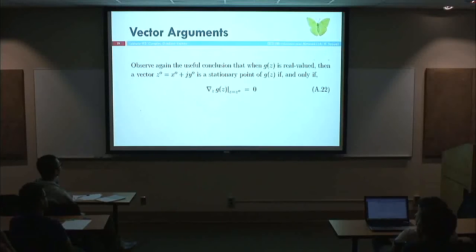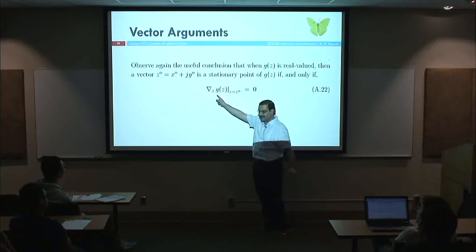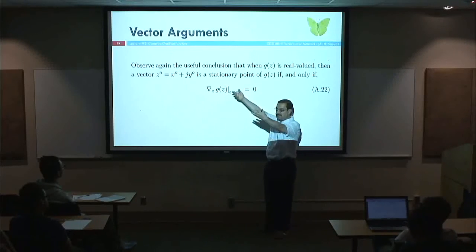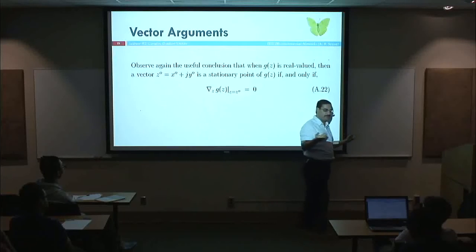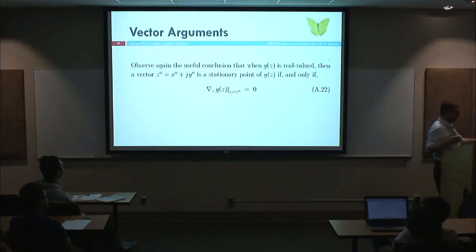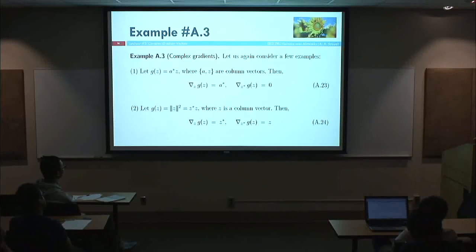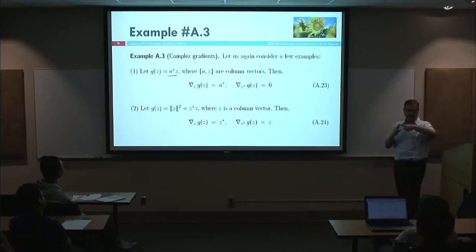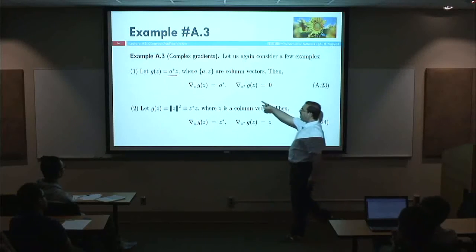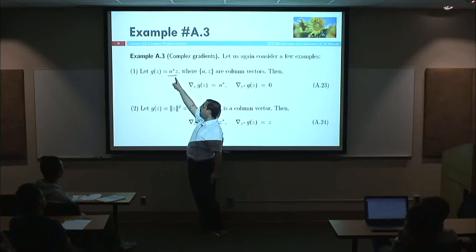And again, this is convenient because if you find that particular vector for which the gradient is 0, it will correspond to a stationary point of that function. The same argument we had in the scalar case. So this is not difficult to see. Let's see some examples. So here, A star Z. This is an inner product between two vectors, right? What do you expect the gradient vector relative to Z to be?